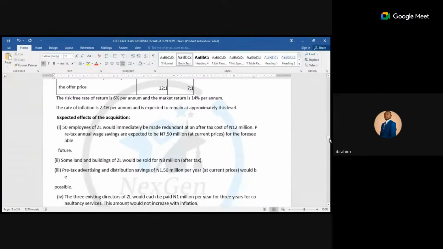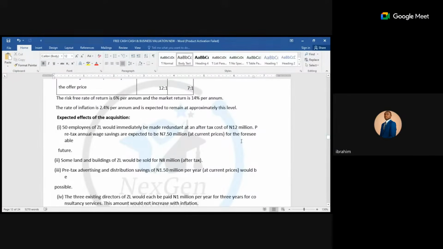We need to pay for all those things, right? We have to pay the redundancy fee and all that. Now, class, let's start from the 50 employees. 50 employees of ZL would immediately be made redundant at an after-tax cost of 12 million.